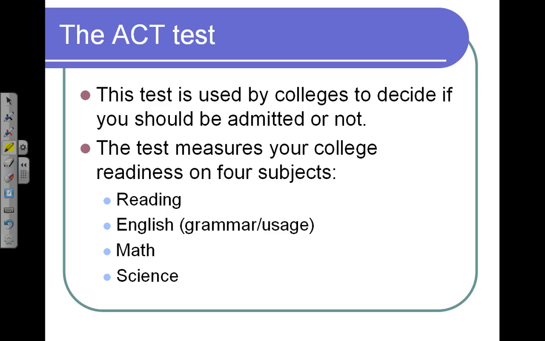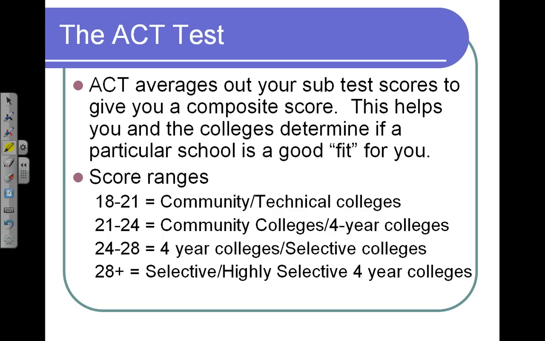The ACT measures your college readiness on four subjects: reading, English, math, and science. Notice the English is about grammar and usage, essentially your writing skills. You also will be able to take a writing section when you take the test at Irondale. This test is used by many colleges to determine if you will be admitted to that college or not. You'll also remember that the ACT scores are used to help us understand selectivity. The higher your ACT score, the more selective the school is that you would be a good fit at.